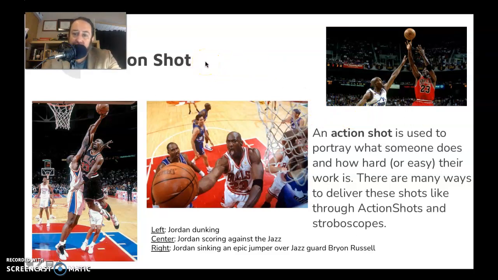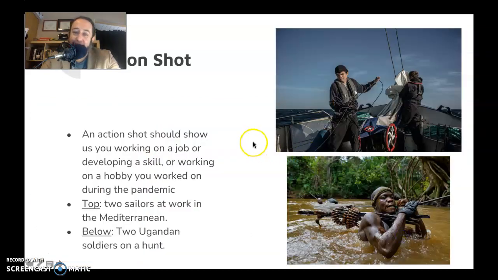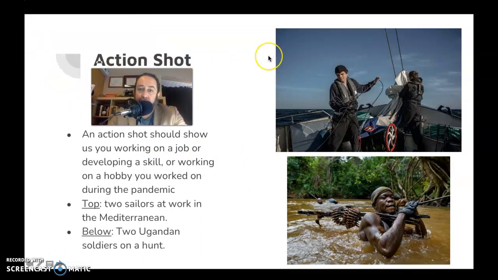Action shots are great to use. Action shots, of course, are when someone is doing something, and you want to emphasize how hard or easy their work is. What is it that they're doing? There are different types of action shots. These, of course, feature a famous basketball player named Michael Jordan. These are other action shots here of people working hard at their jobs. You should show yourself working on your job or practicing a skill.